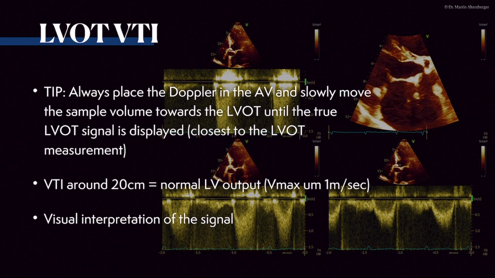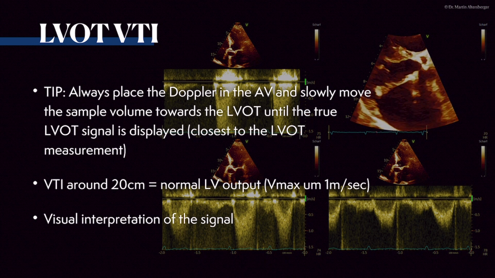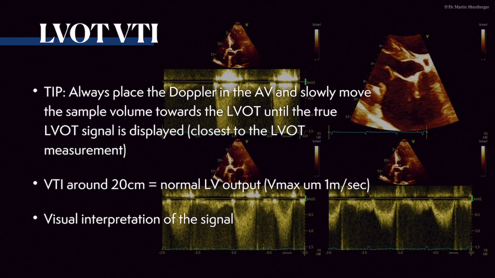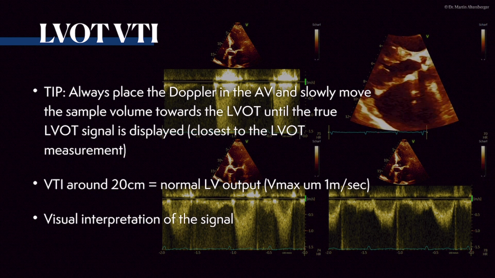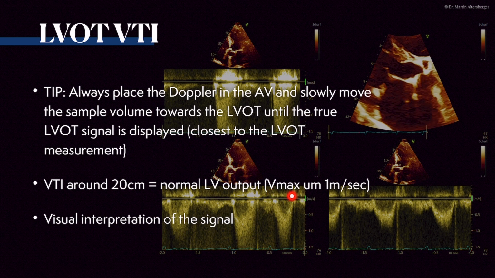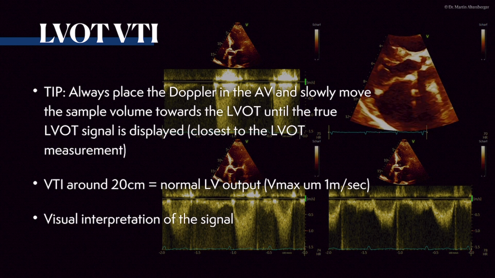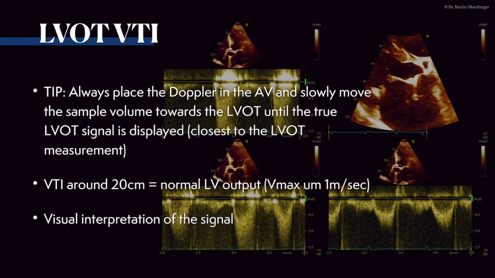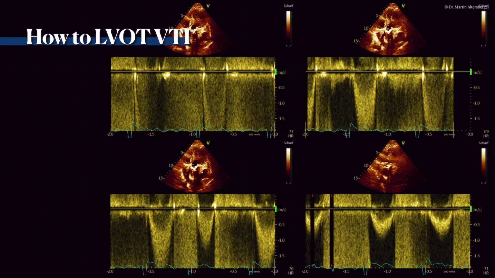The VTI, on the other hand, should be around 20 centimeters for the RV outflow and the left ventricular outflow. So the VTI of the LVOT signal and the VTI of the RVOT signal. 20 centimeters is in the range of normal. The maximum velocity should be around 1 meter per second. Of course, a visual interpretation of the signal in the acute setting also helps, so you should be used to those measurements. So simply repeat and measure so that you also feel more comfortable with the visual assessment as well.